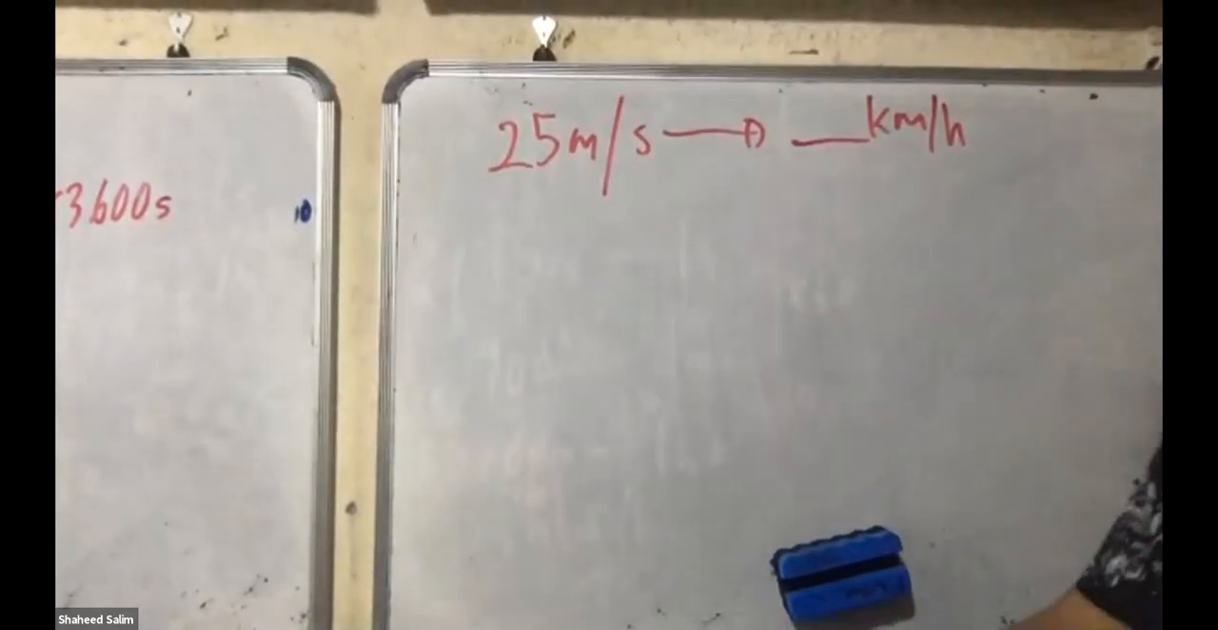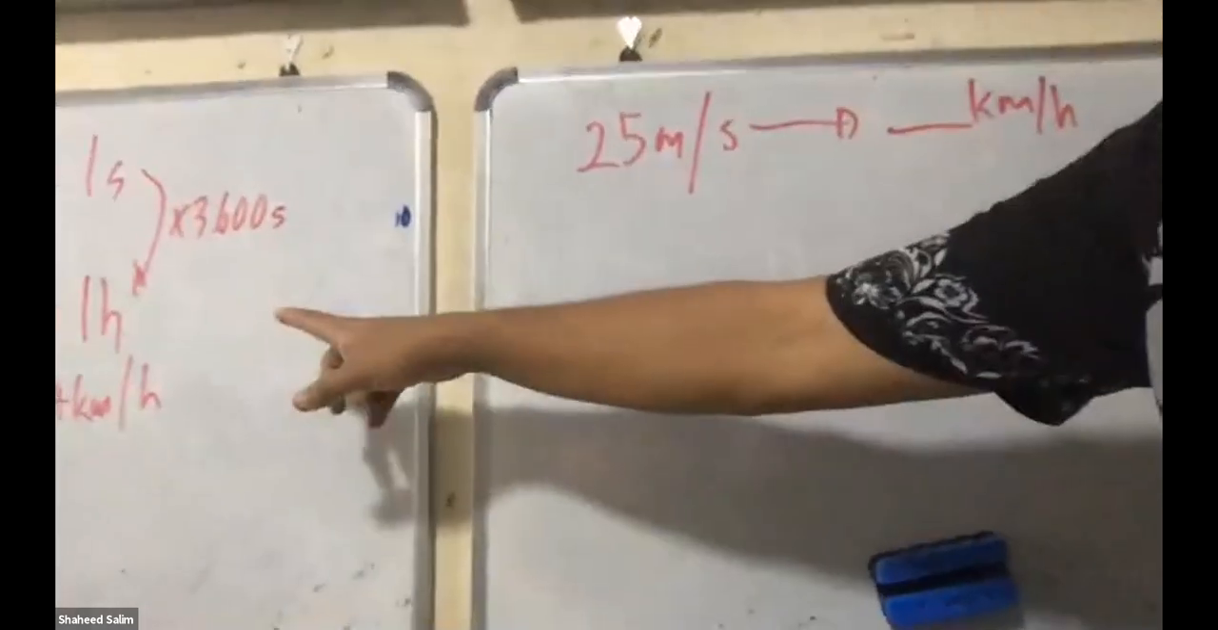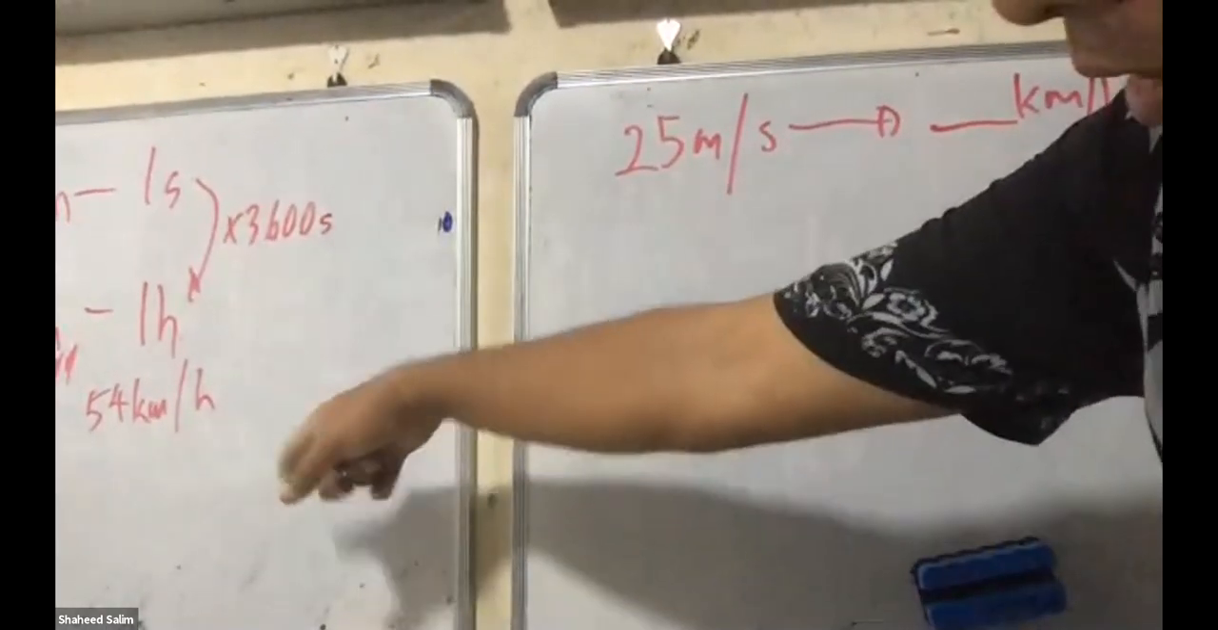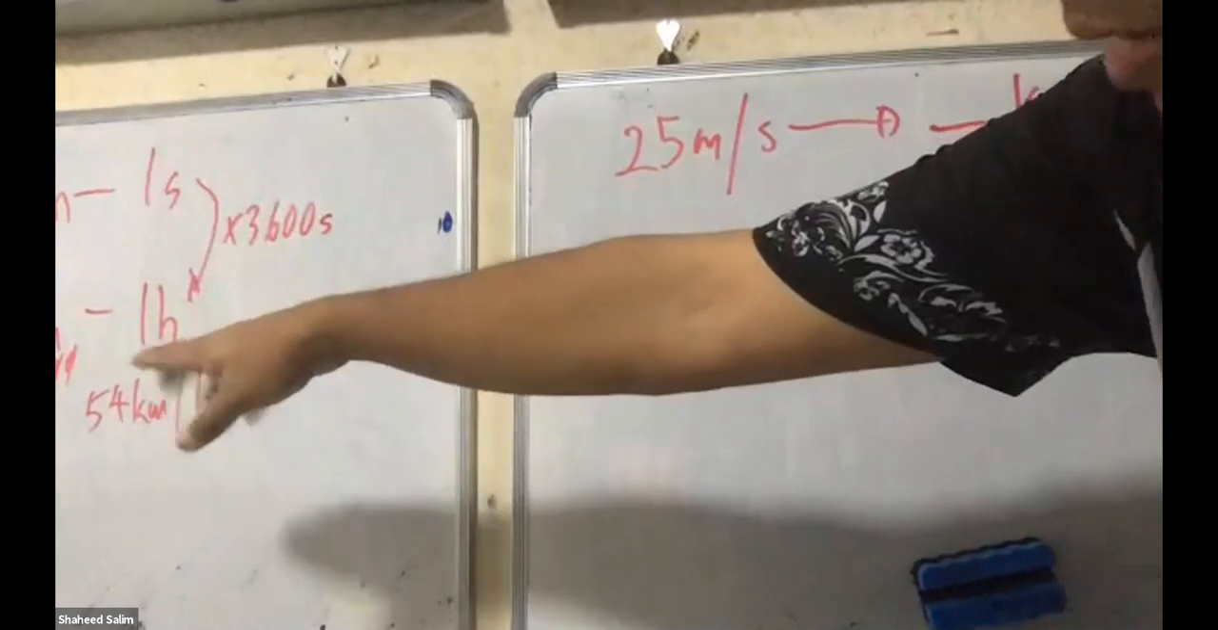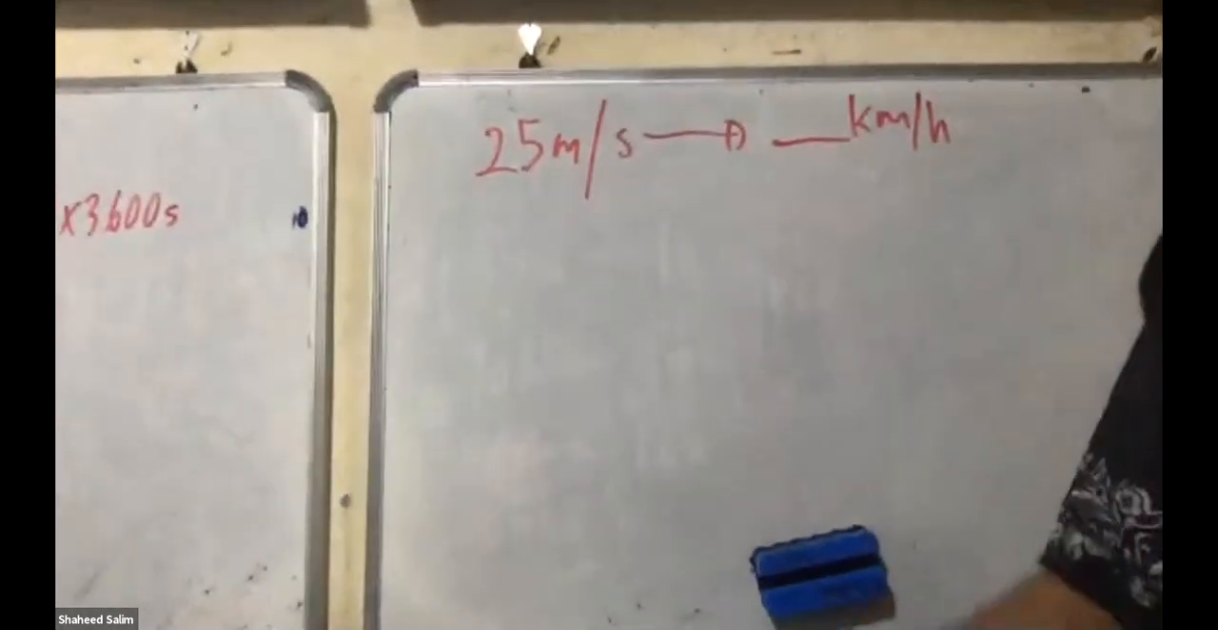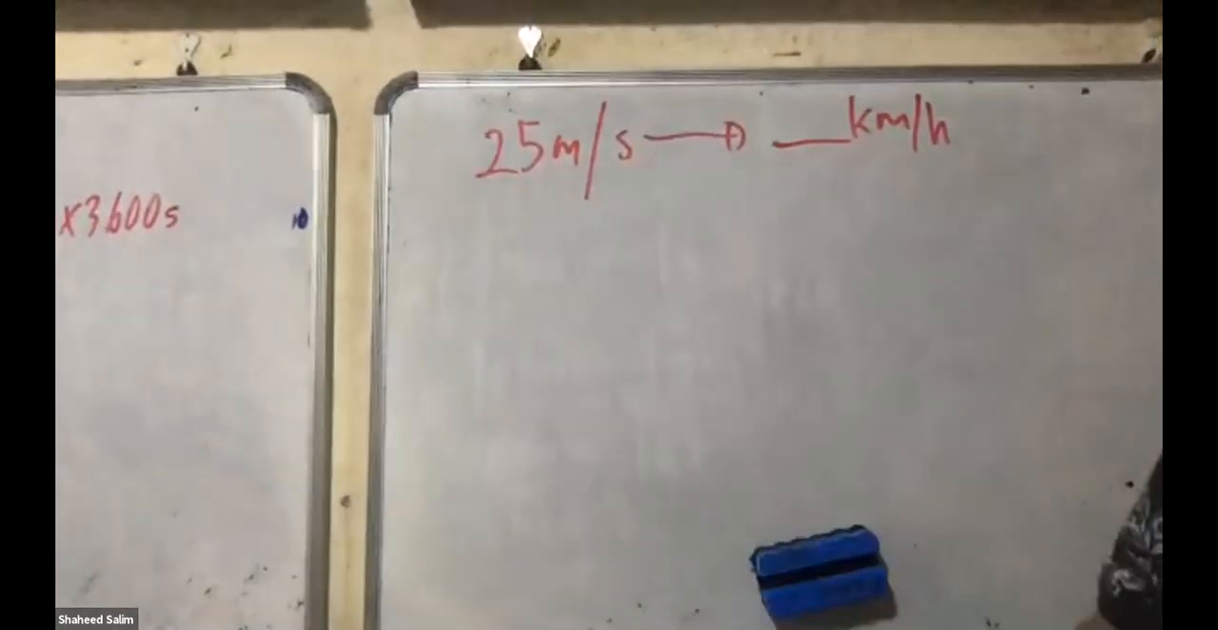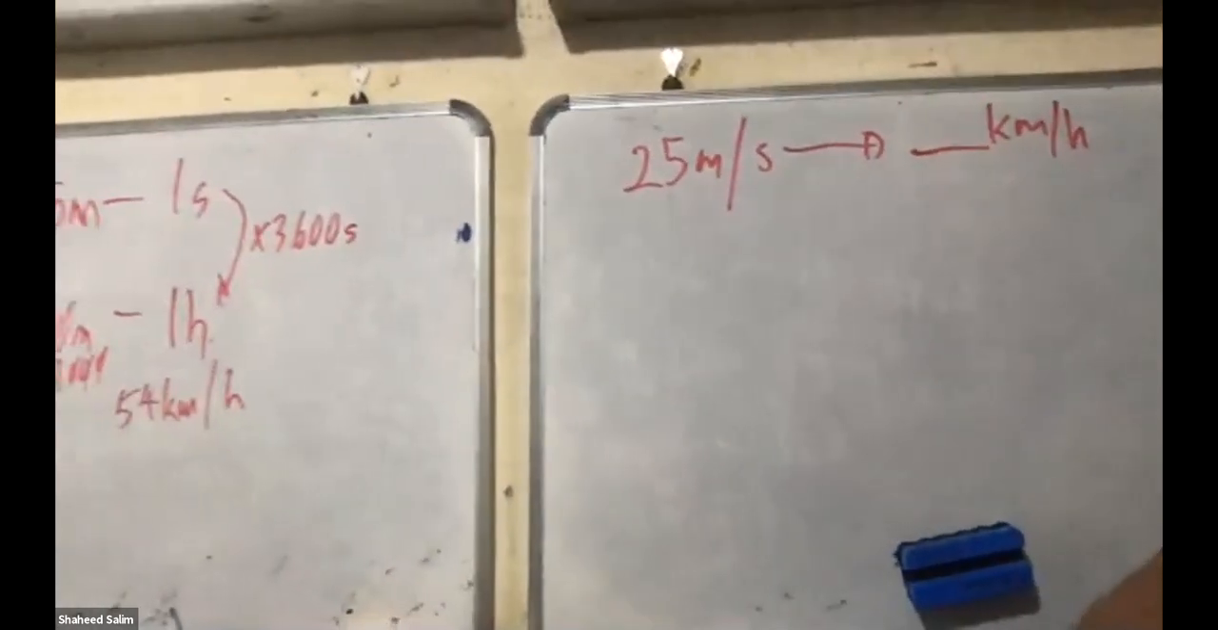Okay. You want to use the 3,600 method, just times by 3,600. If this one become how many meters, then divide by 1,000. Or you can do the 2-step method. Up to you. Whichever you prefer, mister.